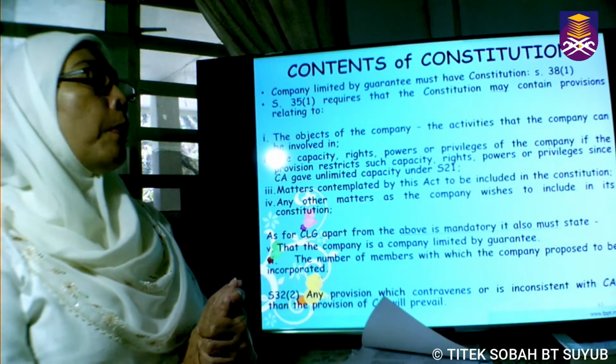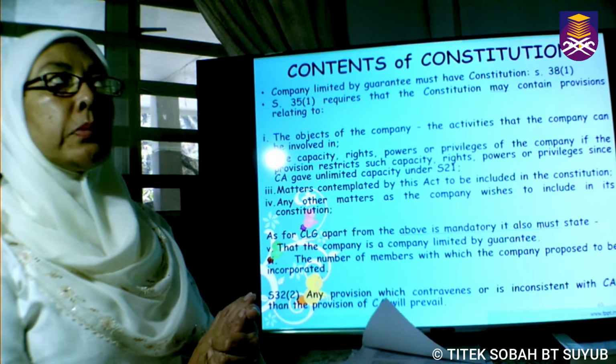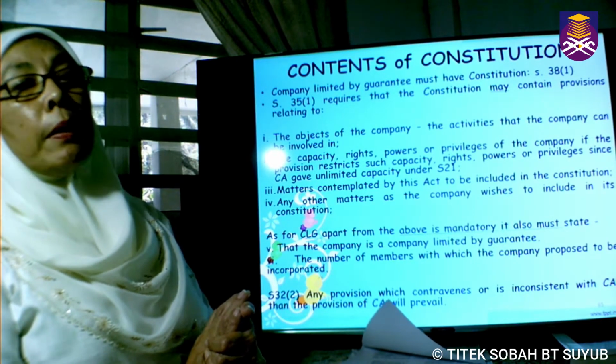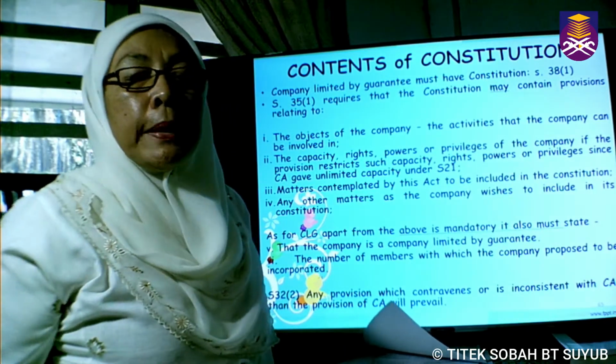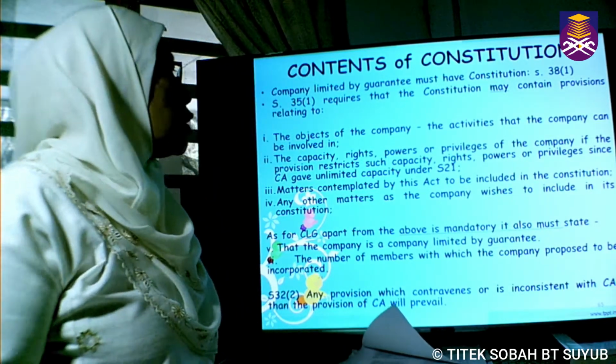What is the capacity of the company? Company can only borrow money up to 1 million. So it's stated that, meaning these powers of the company are being limited by that constitution.